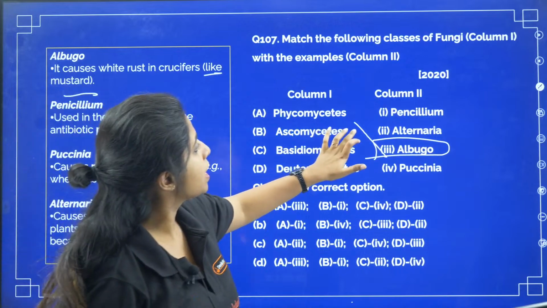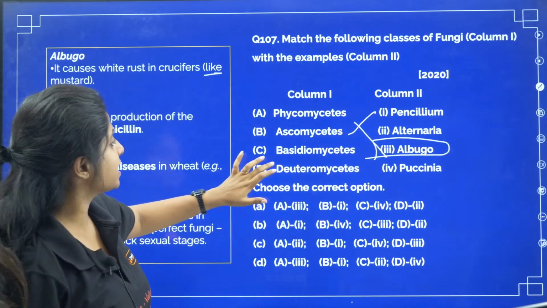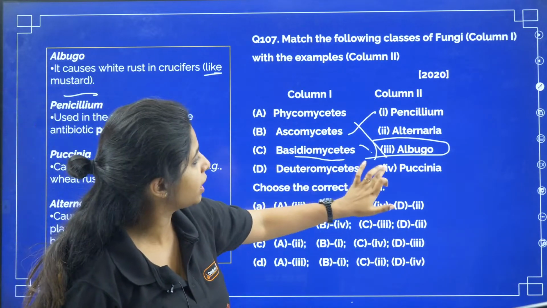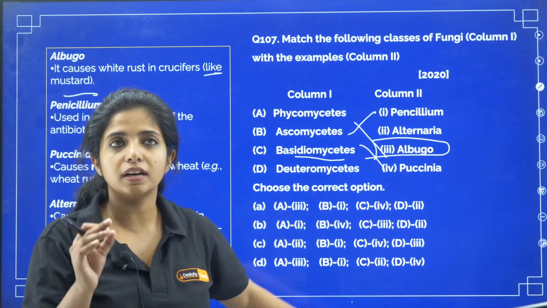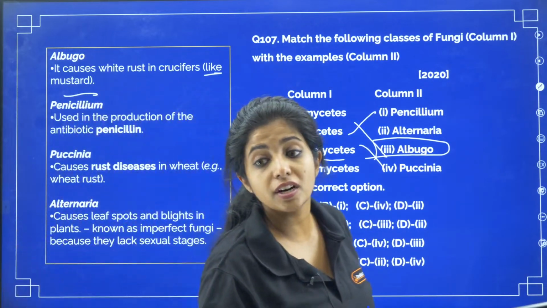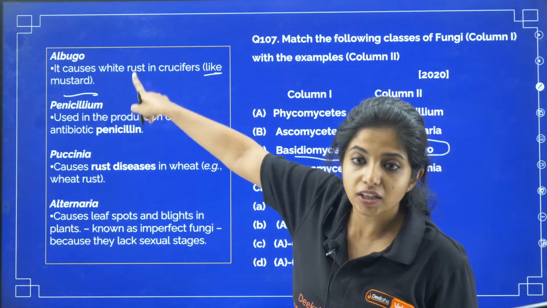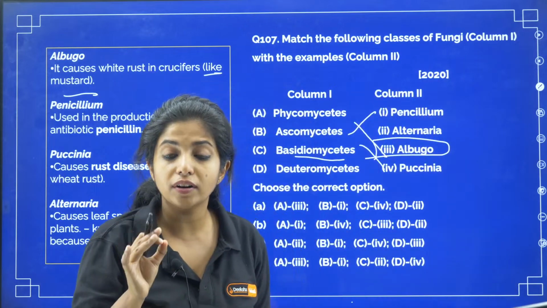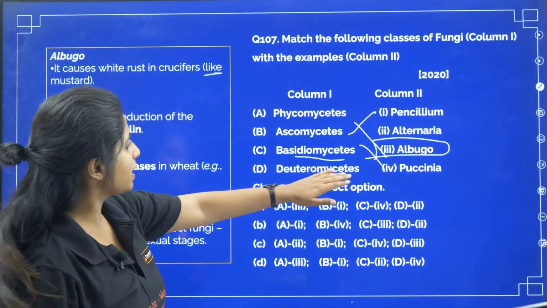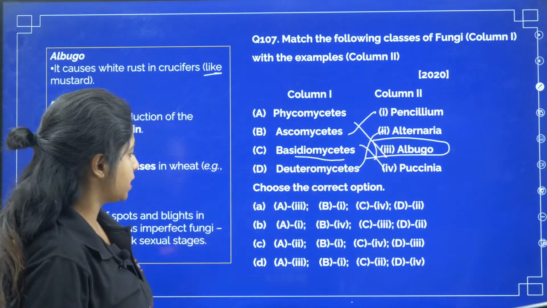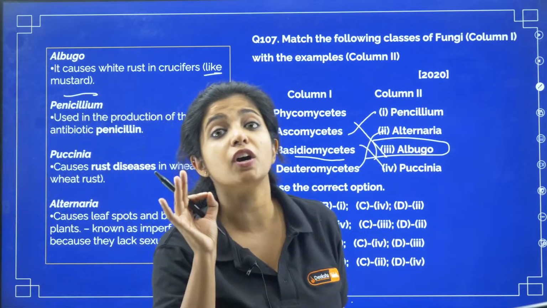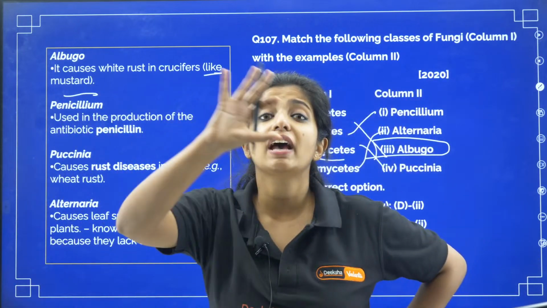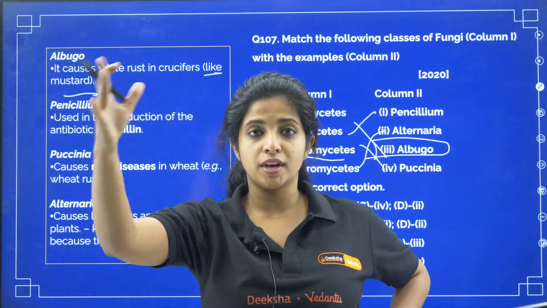Ascomycetes, you have Penicillium that produces penicillin. Basidiomycetes, it is Puccinia, my dear children. Puccinia is again going to cause problems in the case of wheat. Rust disease in wheat. So white rust, this is Albugo. Puccinia is going to cause rust in wheat. Now Deuteromycetes, you have Alternaria. That is a separate thing. It is known as imperfect fungi because Deuteromycetes do not have sexual stages. They have asexual stages. Remember that.